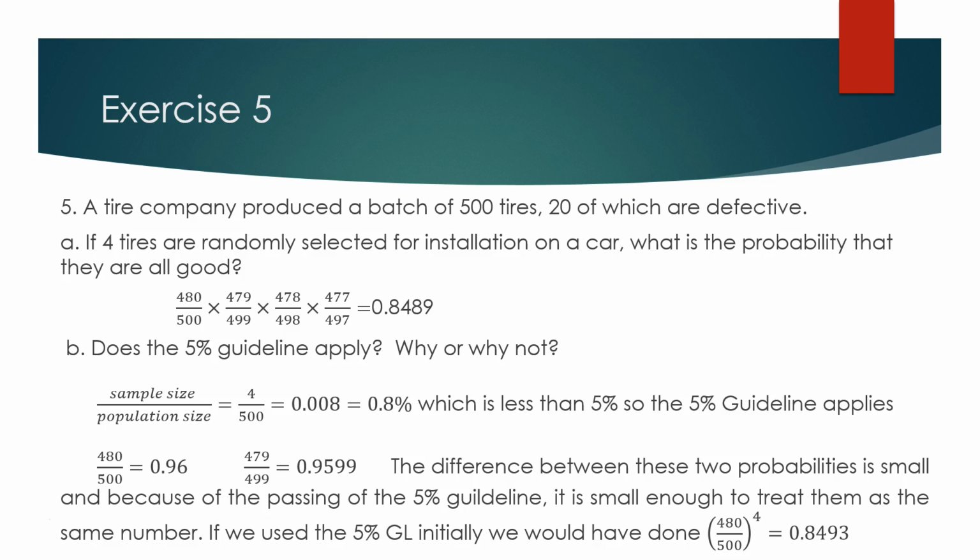So what the 5% guideline means for us is that originally we could have done 480 out of 500 to the 4th power, which means we say, hey, this is a really small difference. Let's just treat these all as the same probability. This seems like it's kind of lazy right now, but there's times in the future where if we didn't have this, we wouldn't be able to make any estimates at all. So it's pretty good that we are able to have a rule like this that we can rely on.